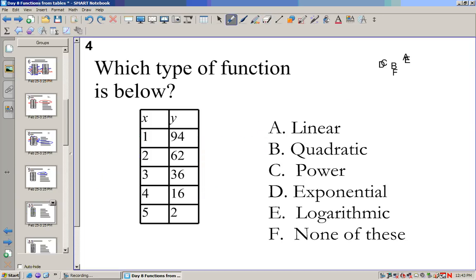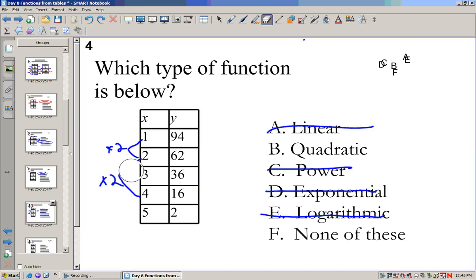So we know it's not linear. It's not power. It's not exponential. If I multiply by 2, did I add anything? So 62 minus 94, that's negative 32. So if I multiply the same values, if I subtract 32, that doesn't get me to 16. That would get me down to 30. So logarithmic is out.